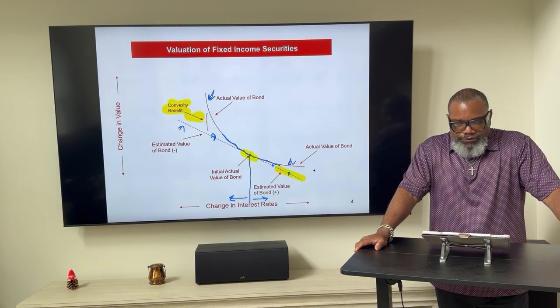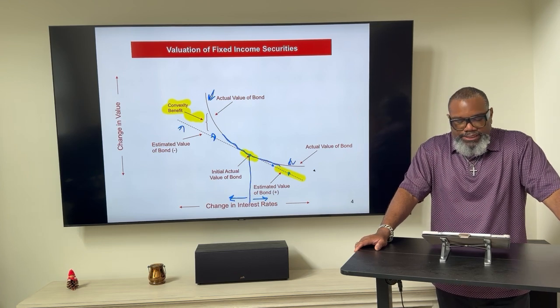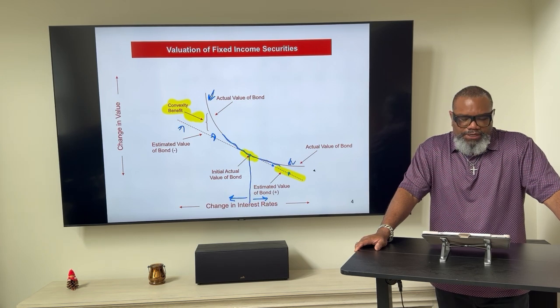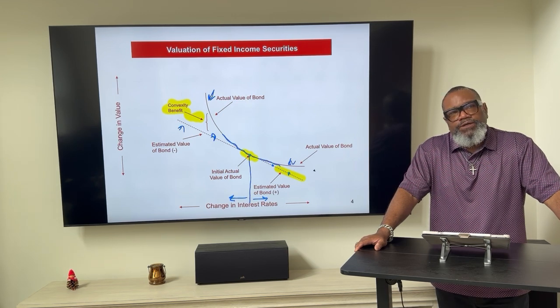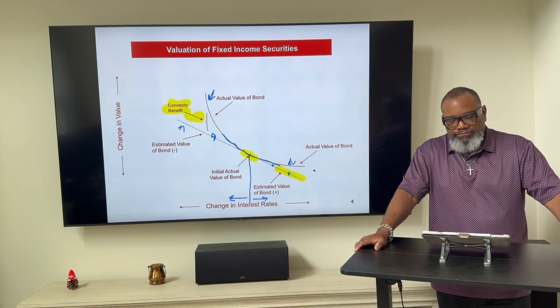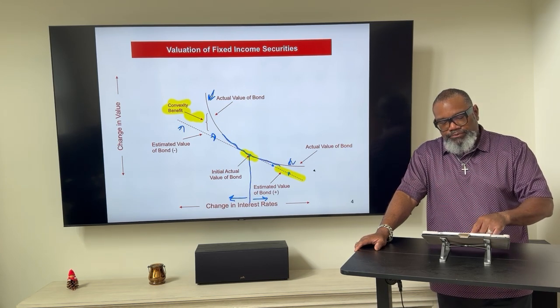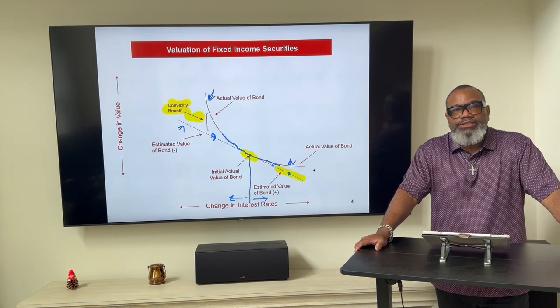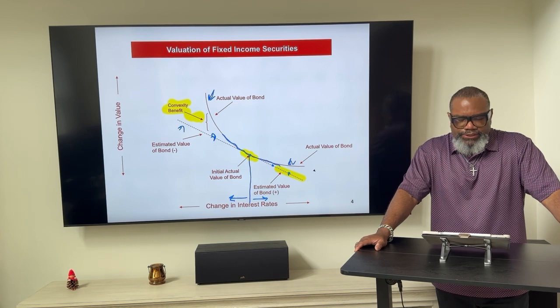Now, you see the dotted line there. The dotted line represents the duration, or the projected change in the value of the bond for a small change in the interest rates. And so you can see if the change in interest rate is relatively small, then that dotted line tracks pretty closely to that curved line, and it provides a pretty good estimate of the change in value of the bond that would be occasioned by a change in interest rates.